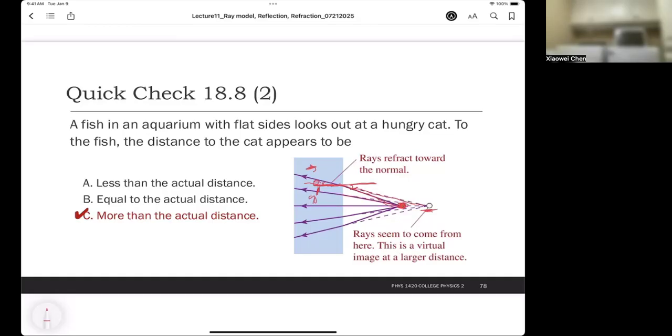Then it will have the refraction phenomenon. But the virtual cat is here, so the rays seem to come from here. This is a virtual image at a larger distance, which means the distance to the cat appears to be more than the actual distance. That makes sense to you?